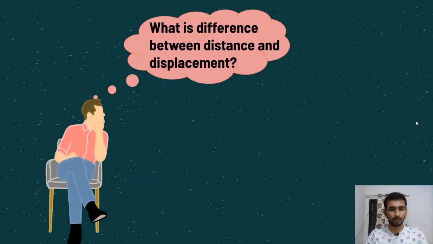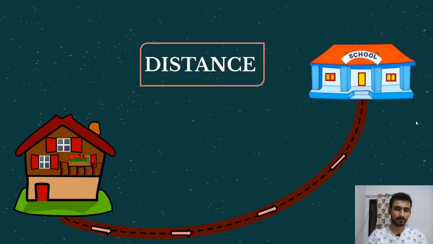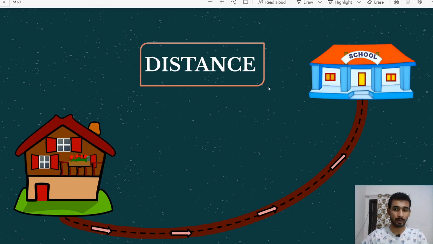Now this question comes in every class 9th student's mind: what is the difference between distance and displacement? Don't worry, I will make it clear. Think that on the left side this is your home, and on the right side you have your school. Every morning you go to your school by this path. The total path covered, in meters, kilometers, or any unit, is called the distance.